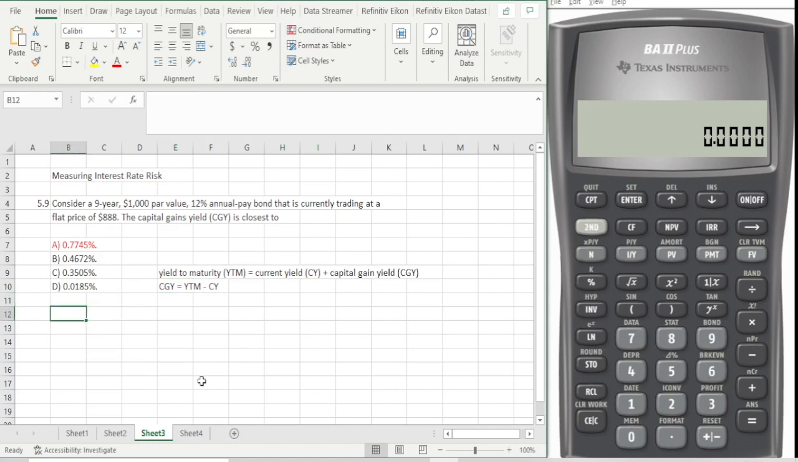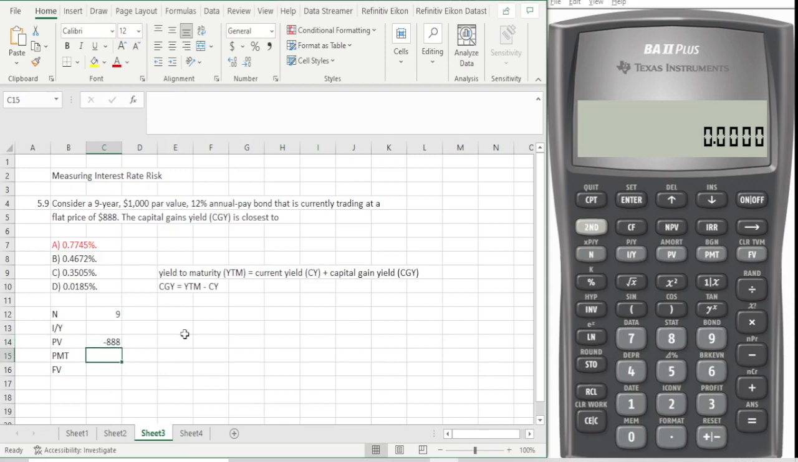Let's figure out YTM first. Collect information. Present value, payment, future value. Number of periods: 9. We do not know the interest rate in this case; it's trading at a flat price. So present value will be 888. The negative sign indicates a cash outflow.